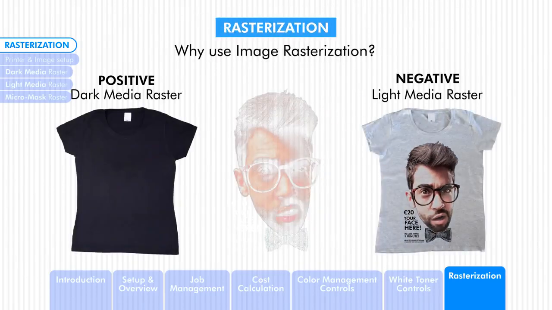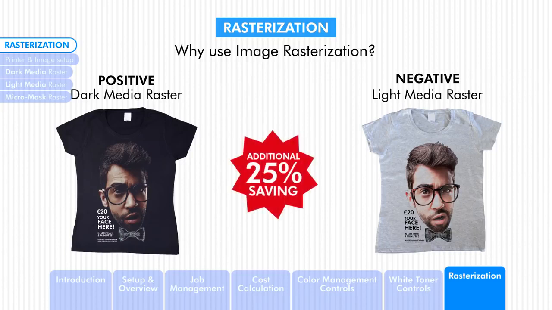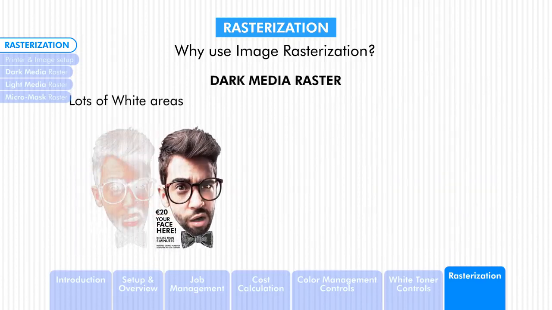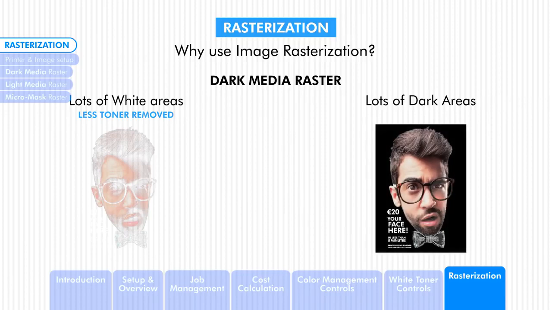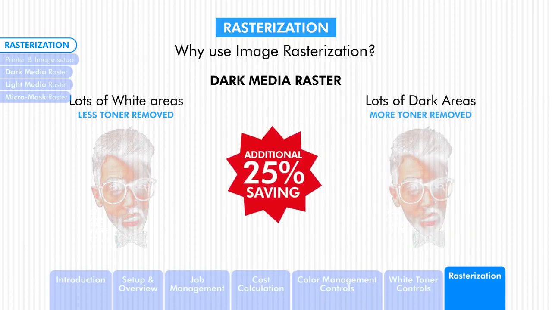Rasterization removes the negative parts of the image and keeps the parts of the image which are required for an image to be recognizable. Depending on the image being rasterized, you can save up to 25% on your overall toner costs. If you are using the dark media raster and you have a lot of white in your image, then less toner is removed. But if your image has a lot of dark areas, then more toner is removed from the image, saving you this toner cost.